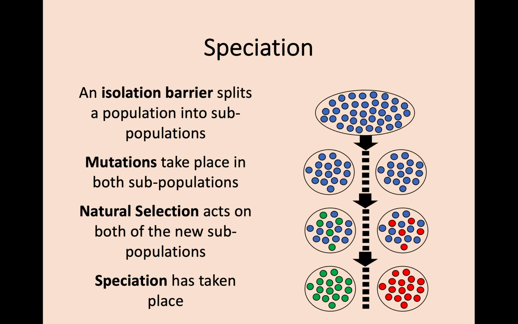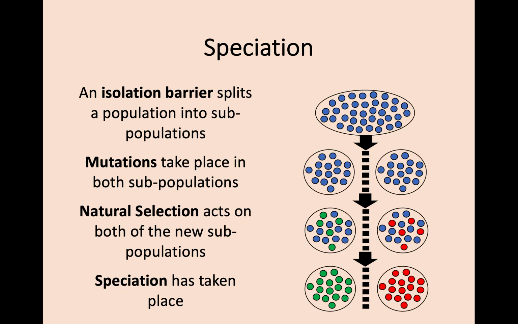Mutations then take place between both of the subpopulations. Natural selection acts on the new subpopulations, as they're normally in a different environmental range now, where there are different selection pressures taking place. And then eventually this goes on for so long that speciation has taken place, and these two subpopulations are now an entirely genetically different group of individuals from each other. So even if that barrier was to be removed, subpopulation A and subpopulation B are totally different species. They could not interbreed with each other.